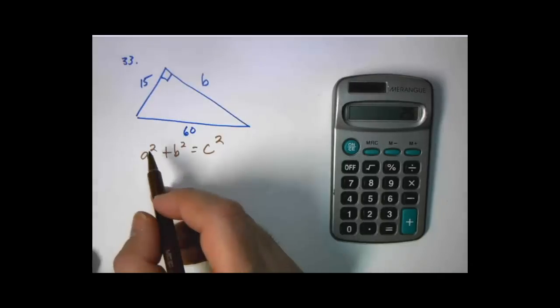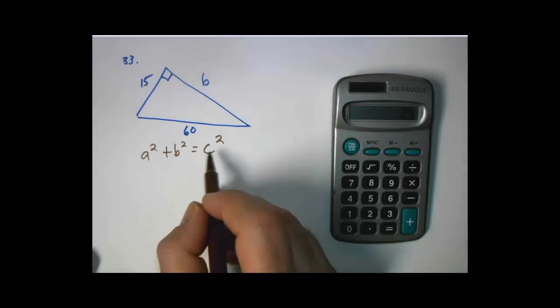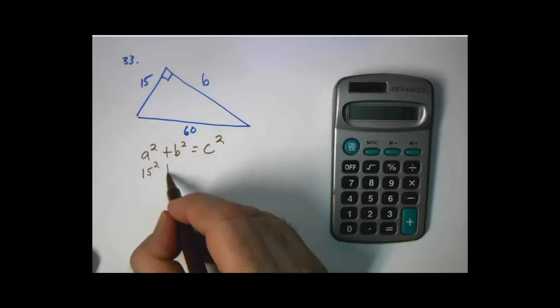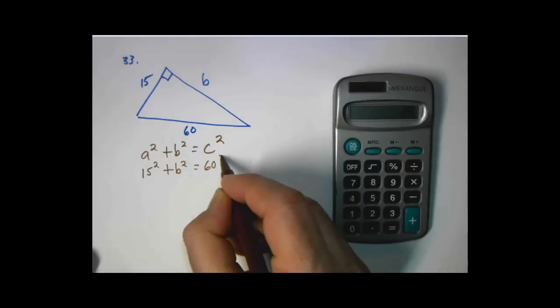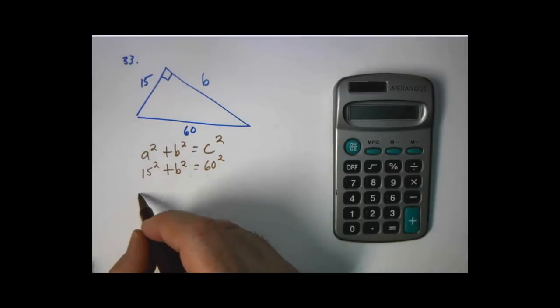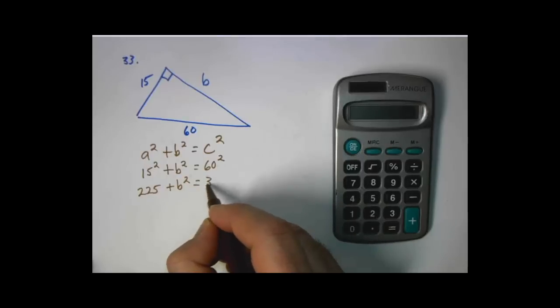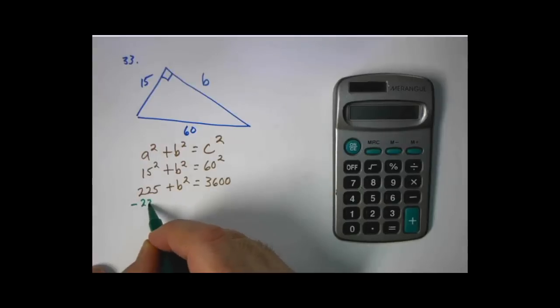So our shortest side is always going to be a, or at least I like to make it a. It really doesn't matter a and b, but if we go the shortest, next longest, and always the hypotenuse is c. Always, always, always. So a is 15 squared. We don't know what b is, so we're going to leave that alone. And c, we know the hypotenuse, is 60 squared. Okay, well 15 times 15 is 225, plus b squared equals 3,600. So as you can see, we've got to get b by itself, so we're going to take away 225 from both sides.